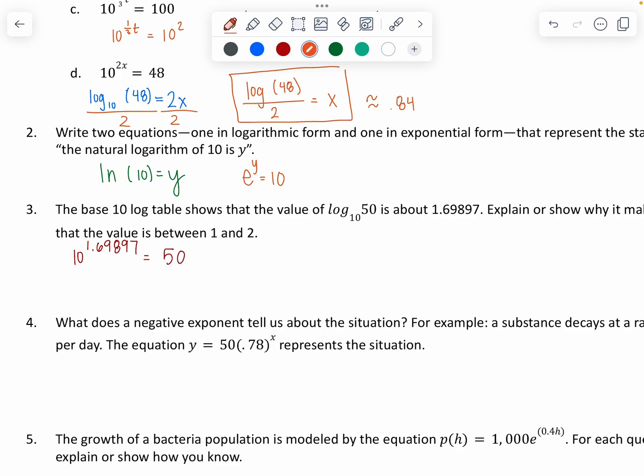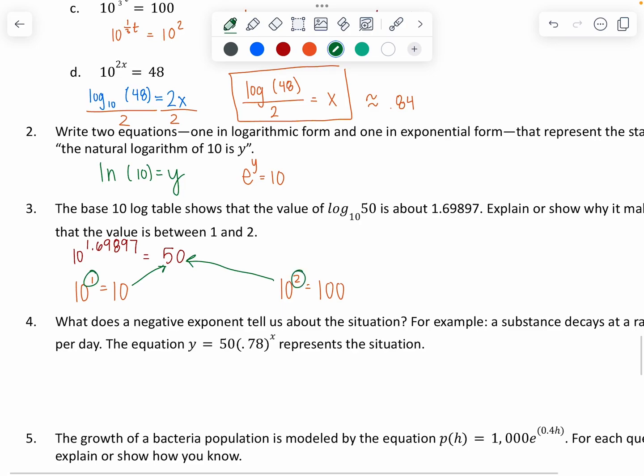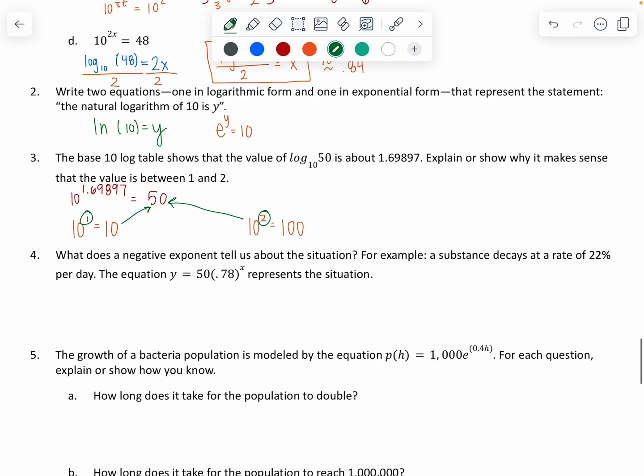So we know that has to be between 1 and 2 because 10 to the 1 is equal to 10, and 10 squared is equal to 100. So since 50 is between 10 and 100, that means the exponent has to be between 1 and 2. So however you want to write that, what was just explained.